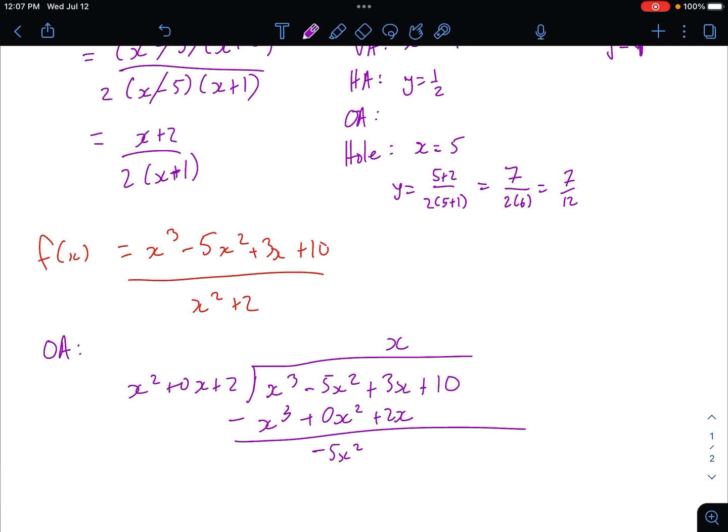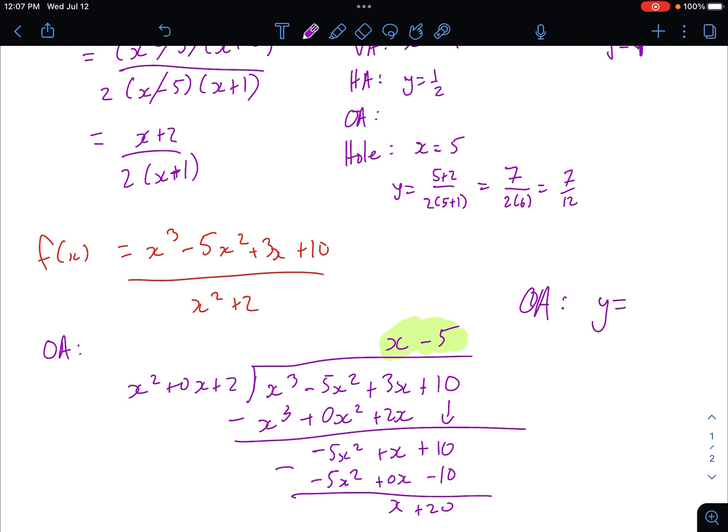When we subtract that, we get -5x squared plus x plus 10 when we bring this down. And then what we're left with here is we want to multiply this by -5, so we have -5x squared plus 0x minus 10. And then when we subtract these away from each other, we get x plus 20. And all we care about is this part right here, and that is where my oblique asymptote is, this linear line, like y is equal to x minus 5.